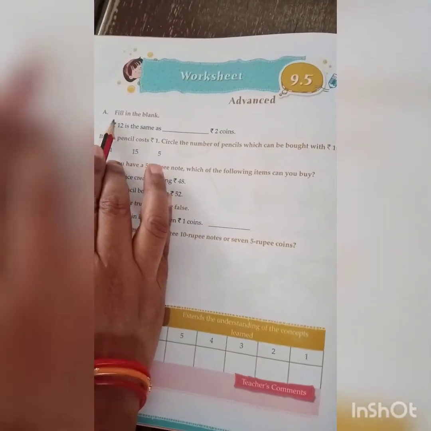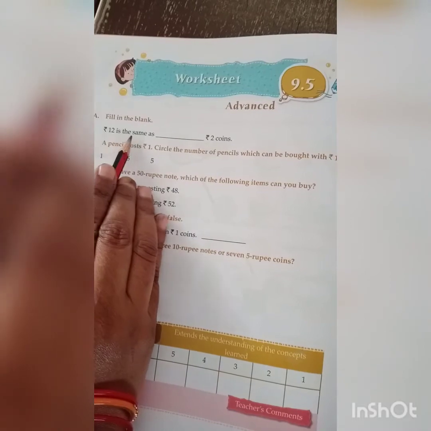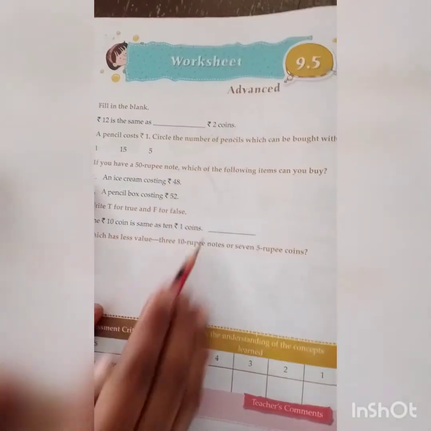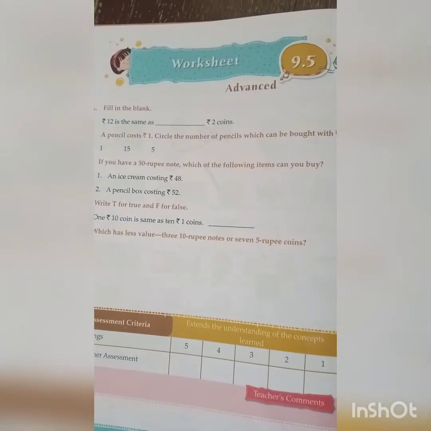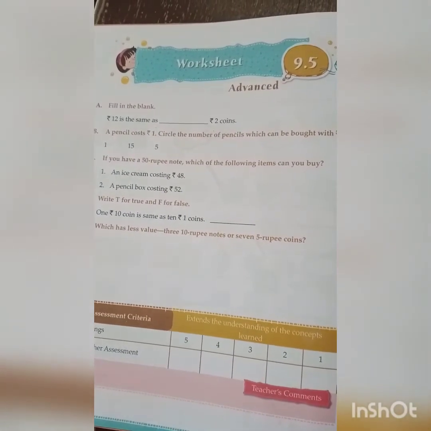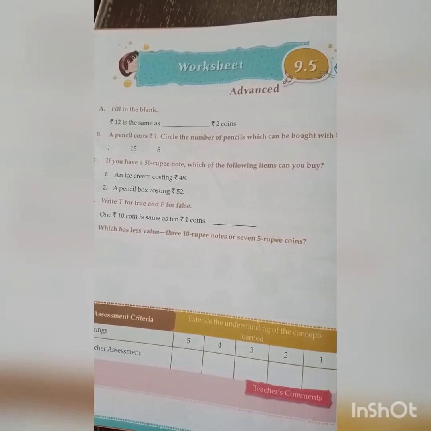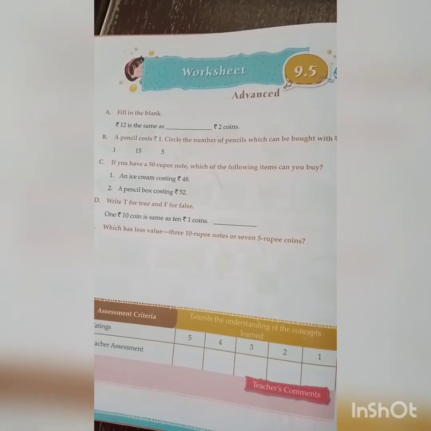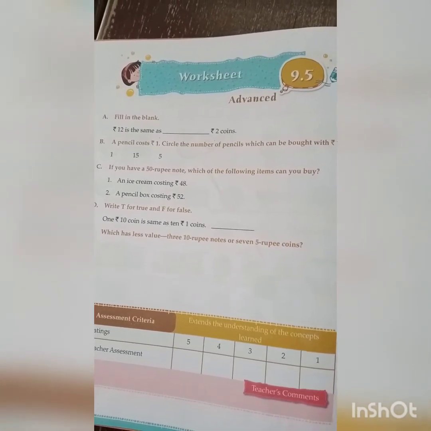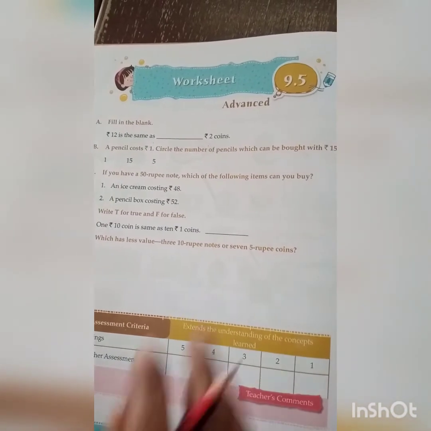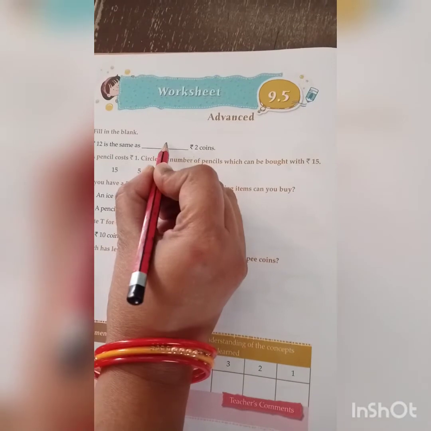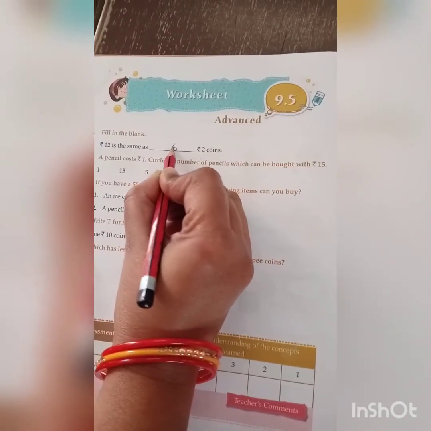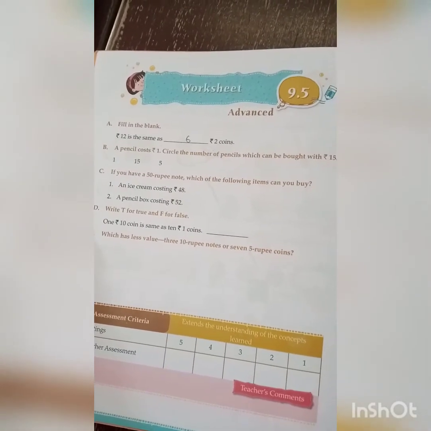Are you ready? Yes, children, just see this question. Fill in the blanks. Rupees 12 is the same as blank rupees 2 coins. How many coins of rupees 2 will be equal to rupees 12? We have done multiplication. How many times will you add rupees 2 coins to make it equal to rupees 12? Yes, children, you are all right. 2 sixes are 12. So we are going to write here 6 coins of 2 rupees will be equal to rupees 12. Very good.